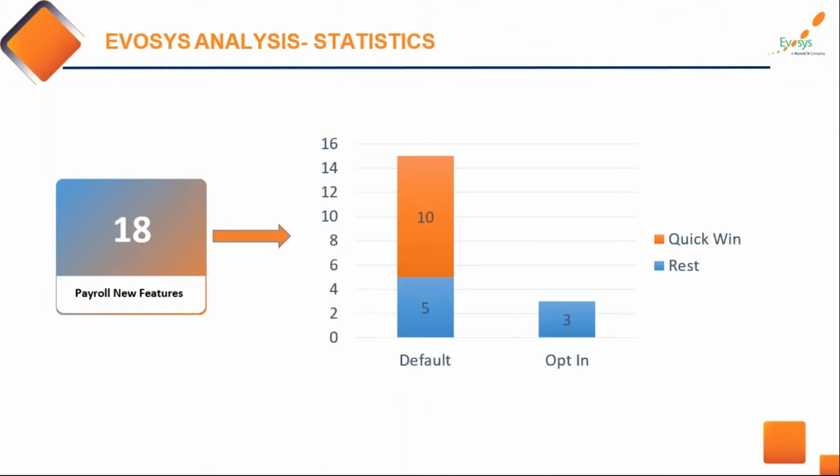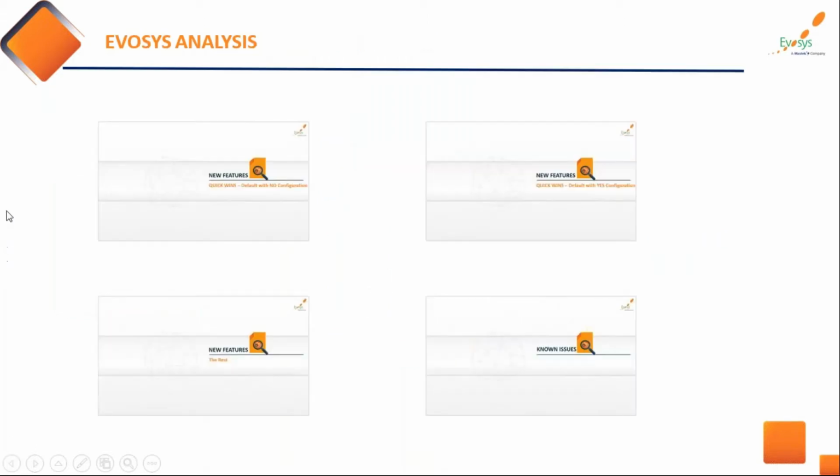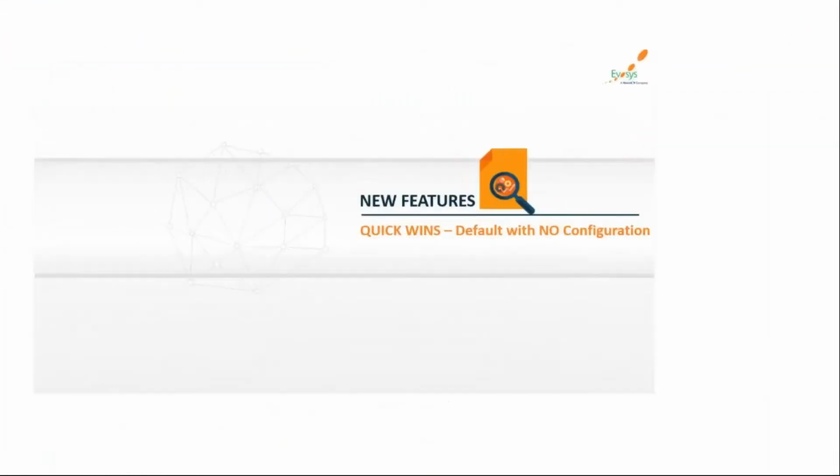In total, we've got 18 new features that have come up for 20D, out of which 10 qualify as quick wins, and 8 of them are the rest features. Which means that it requires a bit more time and effort in order to test, enable them, and start using those features. Or it could also mean that it would be eligible for any new setup and probably not for the existing one. So quickly moving on to the quick wins.